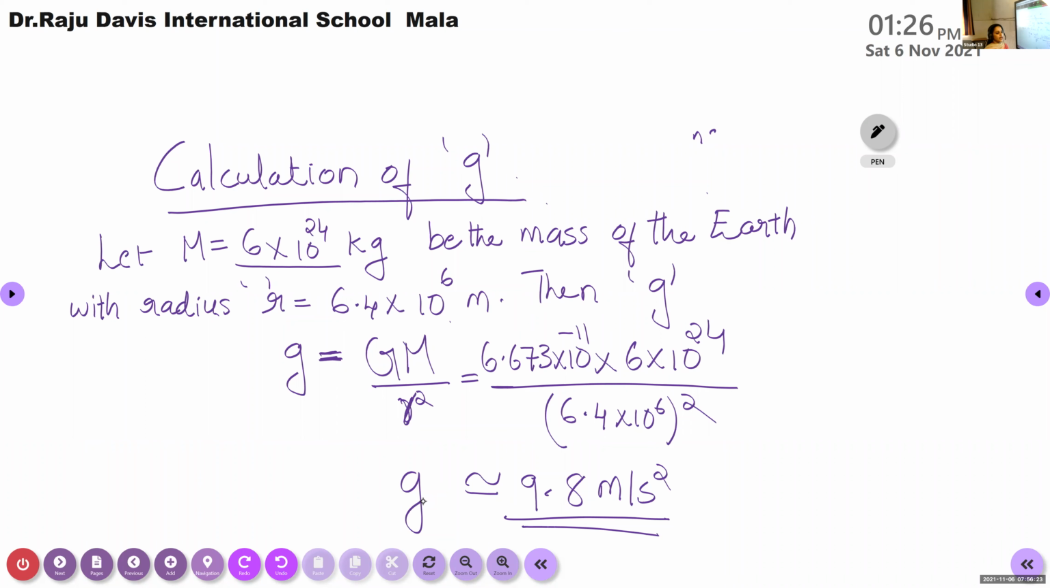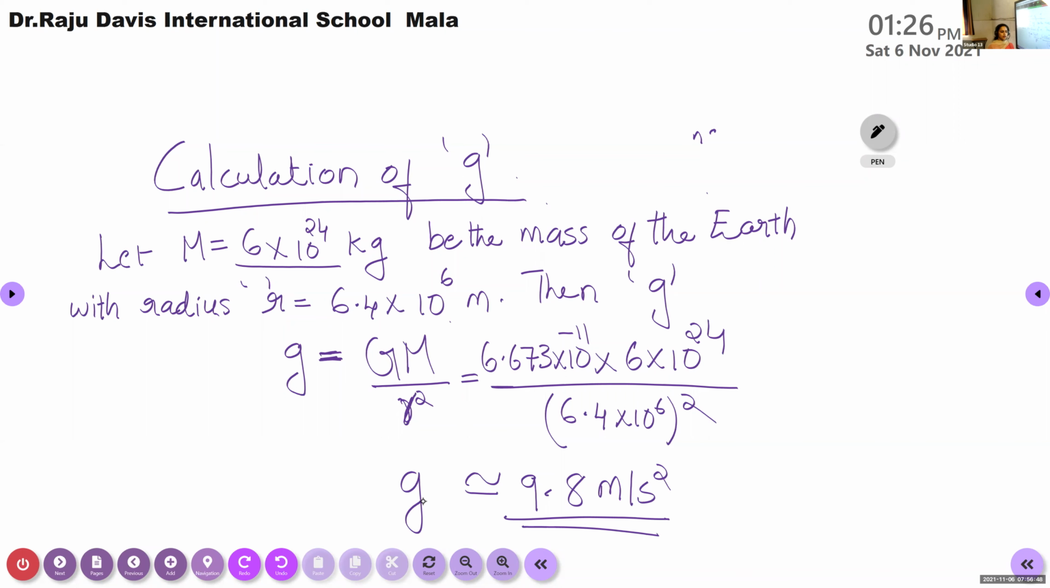G is equal to 9.8 meter per second square. So the brilliant scientists found the value of the mass of the earth. They calculated the radius of the earth and substituted all these values in this equation, g is equal to GM by r square. Then they got the value g is equal to 9.8 meter per second square. And this value of g can vary, depending upon the radius of the earth.